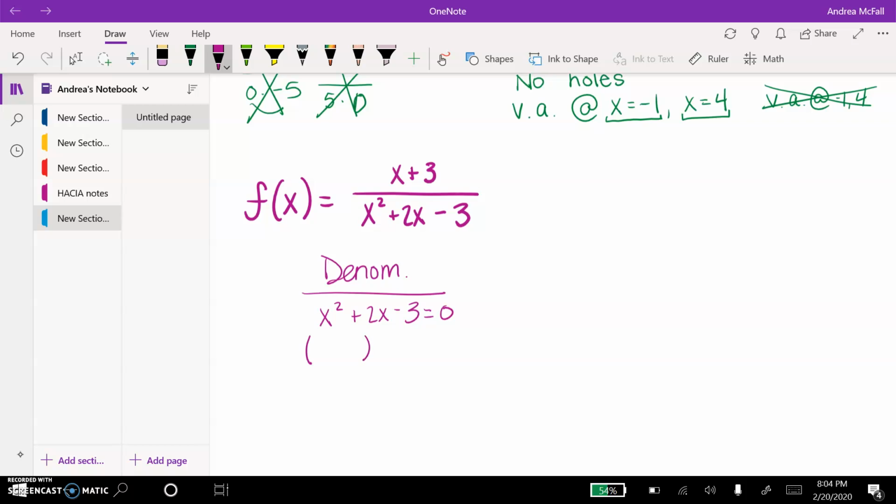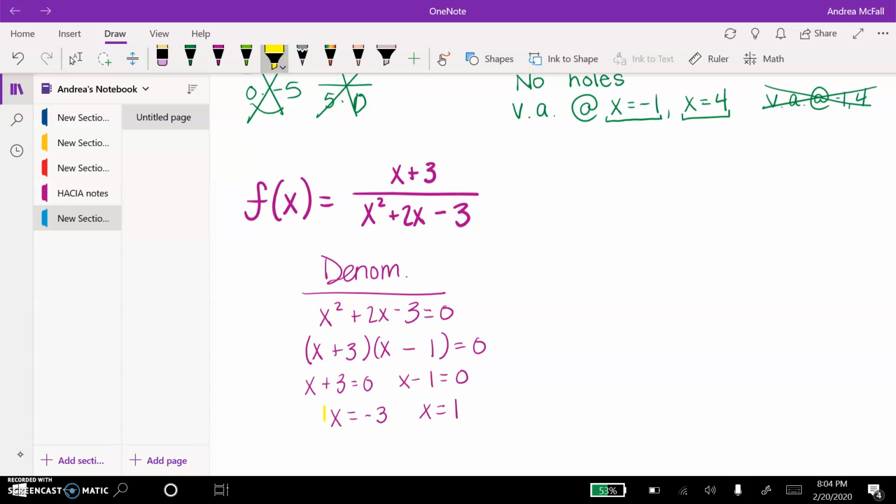So remember, when we factor, we draw our two sets of parentheses, split up our x's. 3 and 1 multiply to 3 and also subtract to 2, and this sign goes with the bigger number because they're going to be different. So to keep solving, I would say x plus 3 is equal to 0, x minus 1 is equal to 0. X equals negative 3, x equals 1.